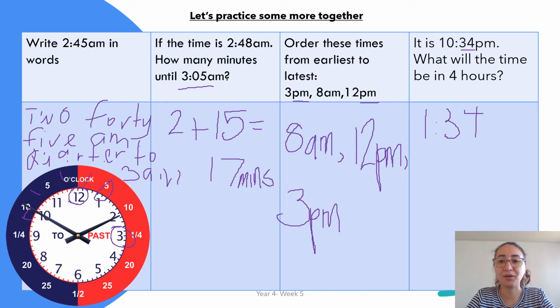Now, I want you to notice here. So we had PM, but we passed 12 o'clock. Because we passed 12 o'clock, it is now 1:34 AM. So that's a concept. So again, that's remembering our facts. That 12 PM is midday, 12 AM is midnight. If it was 10:30 PM, 11:30, past that 11:30 PM, the next hour would be 12:30 AM.